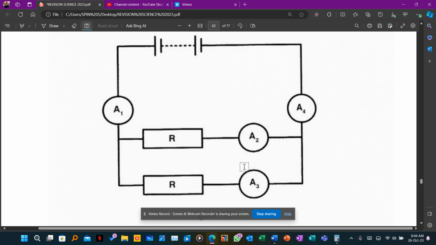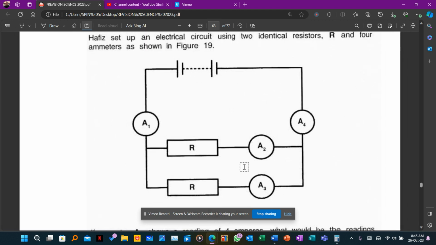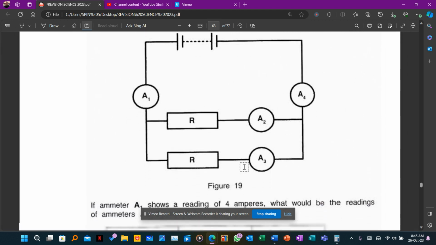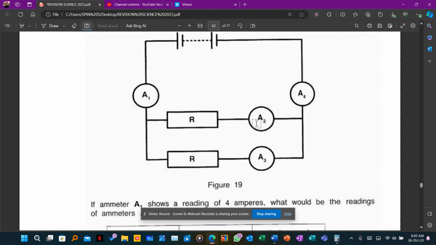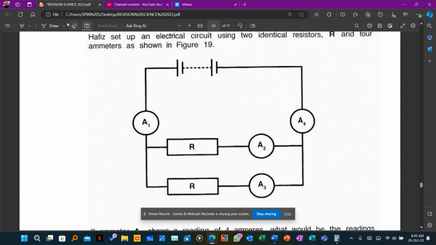Next one. This is another question which doesn't have any detail of value. It only shows you A1, A2, A3, A4, and two resistors. Based on this diagram alone, let's just start again. Current flows from the dry cell. So the current here should be the full one, and the current at A2 should also be the same, A1 should also be the same. So the values of A1, A4 and A2 should be the same if that's all.